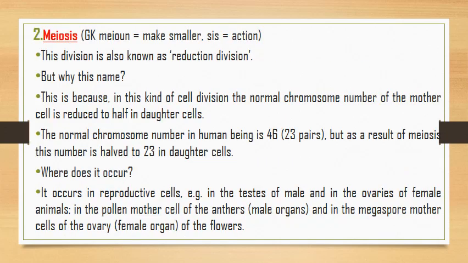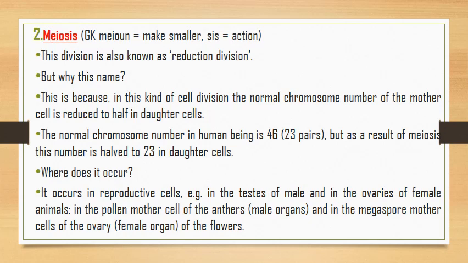Then meiosis. Mei means smaller, osis means action. This division is also known as reduction division. अब याद होगा, माइटोसिस को बोला हमने इक्वेशनल, उसमें क्रोमोसोम नंबर सेम रहते हैं. इसको बोला रिडक्शन, इसमें क्रोमोसोम नंबर हाफ हो जाएंगे.